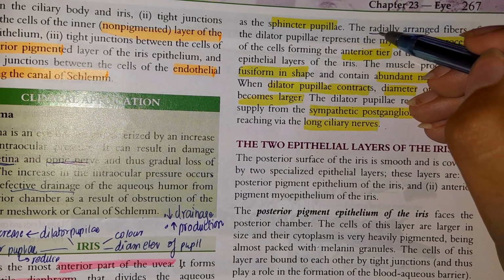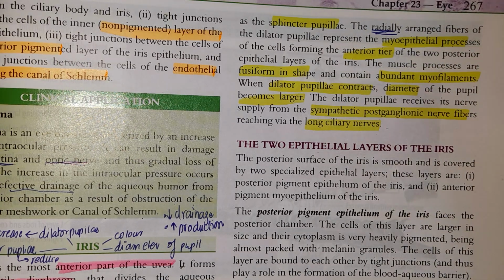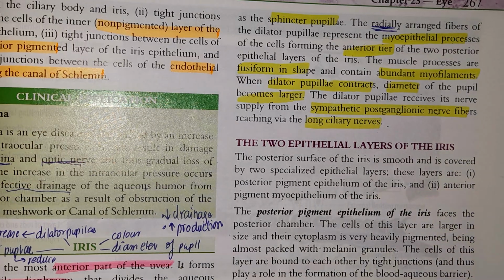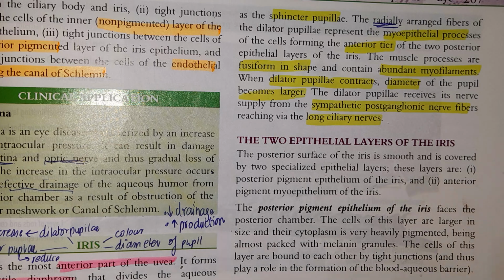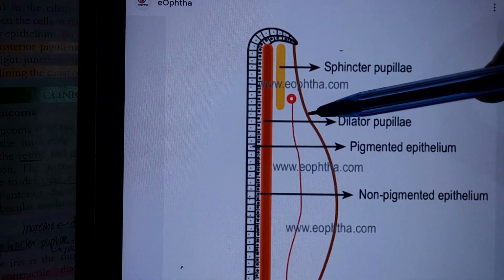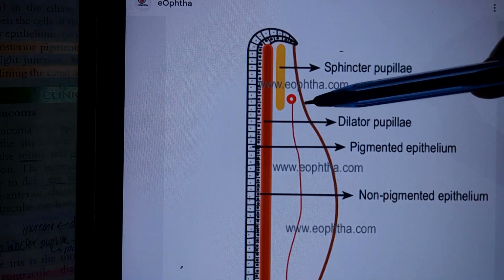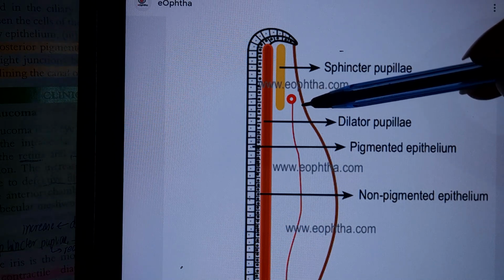Now the dilator muscle is radially arranged, whereas the sphincter muscle has a ring-like arrangement. Now we will talk about the two epithelial layers of the iris. As I told you, the posterior one is the pigmented epithelium, and the anterior one is the non-pigmented epithelium. Now we are done with the anterior limiting membrane. As I told you, it was made from certain fibroblasts, melanocytes, and collagen fibers, but they were roughly arranged, and they made a very irregular type of anterior limiting membrane.